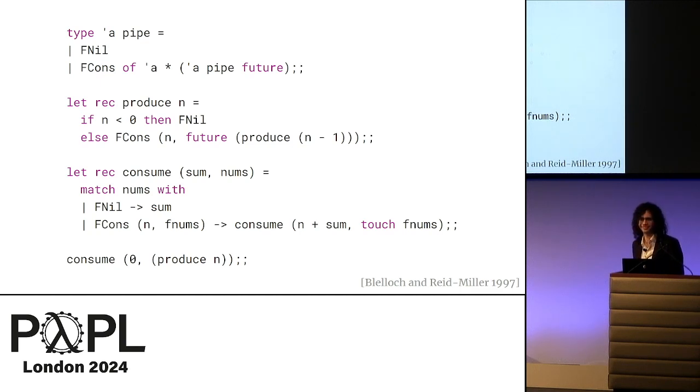Yeah, but the touch, how can you know which future you are touching? If there is a variable on the future and you are passing it around or it's in the heap, you don't know when you are touching it and which one you are touching. Yeah, so that's why the vertex is included in the type of the future. So when you touch fnums there, the type of fnums will include the information about what future it is.